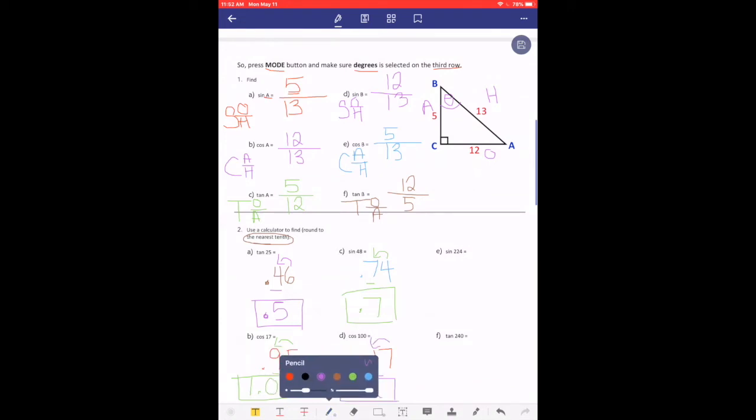E, the sine of 224. Type sine in your calculator, 224. You'll get negative 0.69. Look at the tenths place. The number behind it is a 9, which means that I round that 6 up. It becomes negative 0.7.